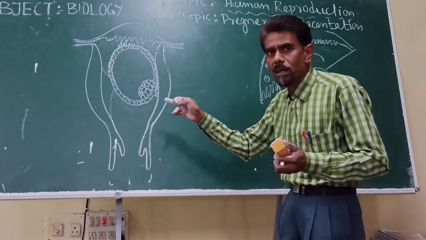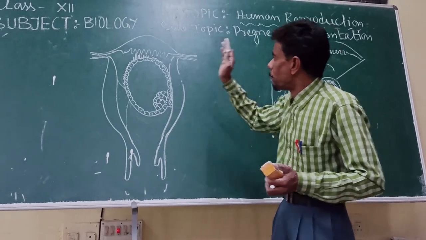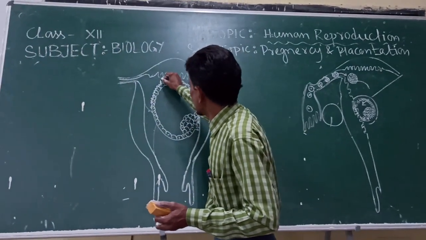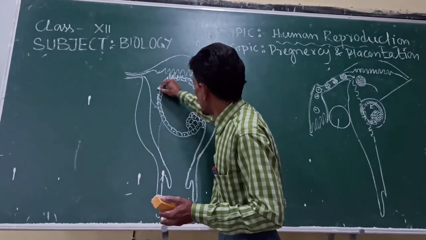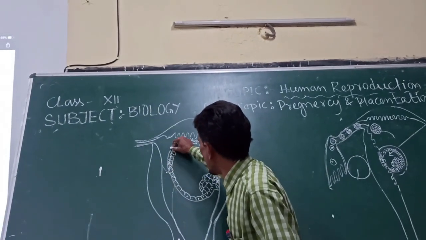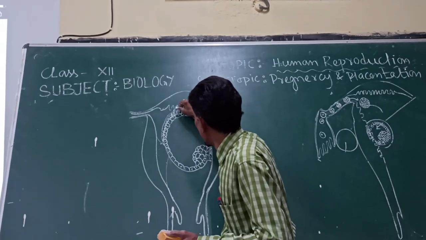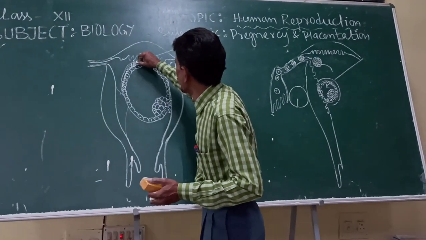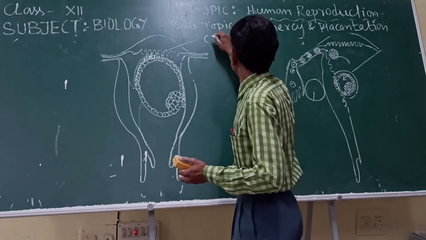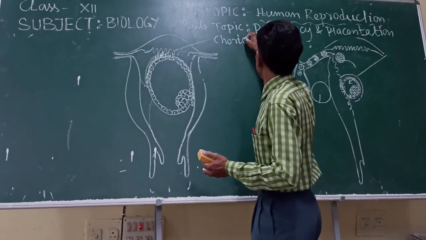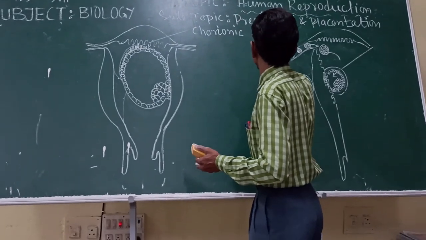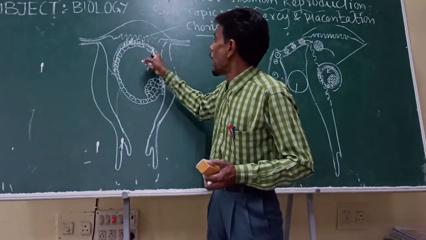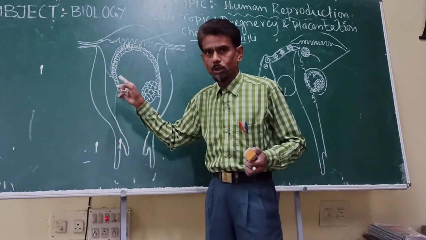Before I go into detail about the phase-wise monthly development, by that time the uterine inner wall will encircle itself around the chorion. This is the chorionic villi. Where do the chorionic villi come from? From the outer trophoblast layer of the blastocyst.